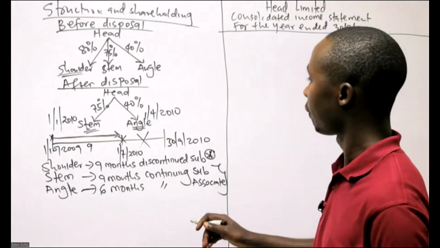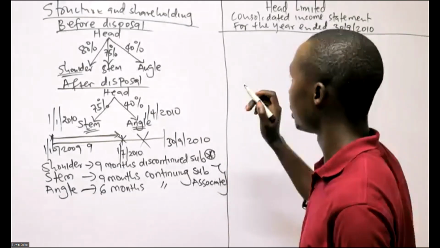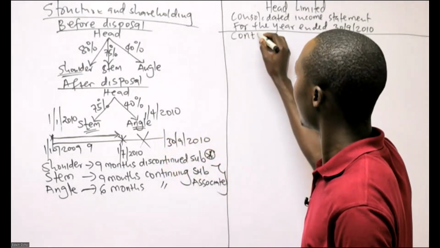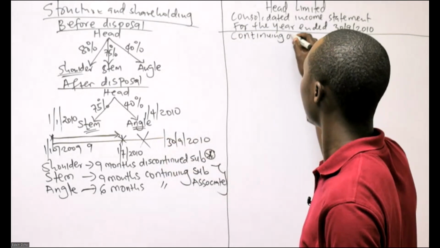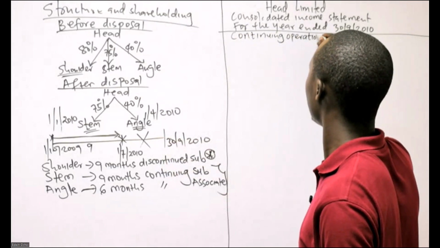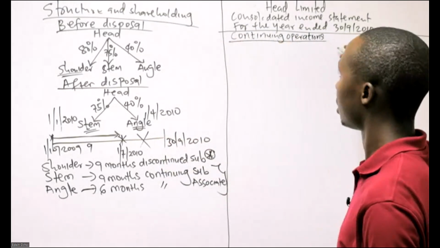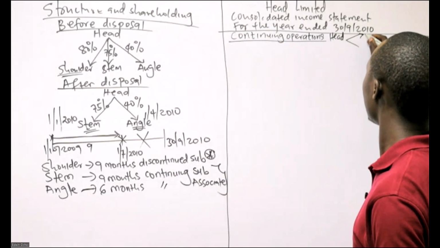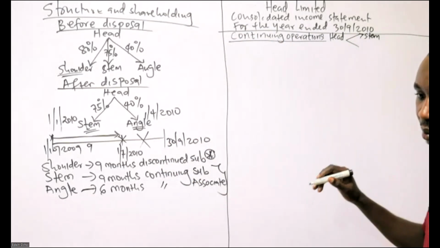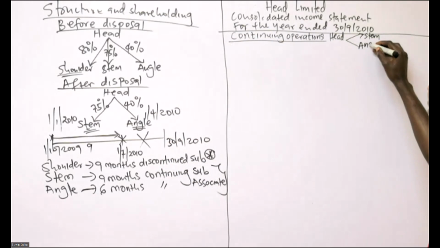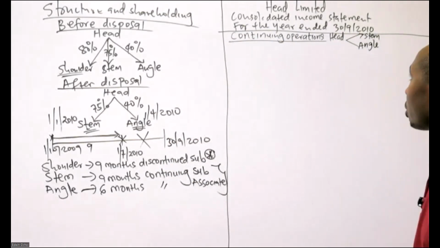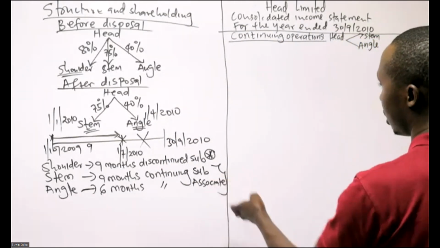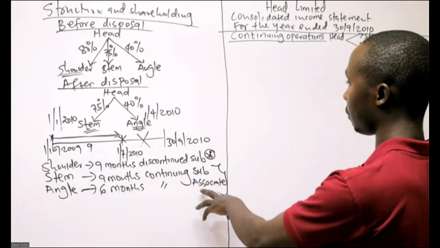So first, we do 2 income statements, but concurrently. I will start with continuing operations, meaning that Head will consolidate 2 companies. We'll consolidate STEM and Angle. But most of the items I would be considering are for STEM, because STEM is the subsidiary. The other one is an associate, and you know what we consider for an associate are just a few items.